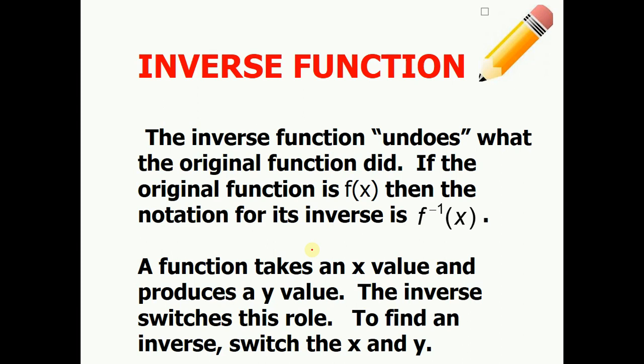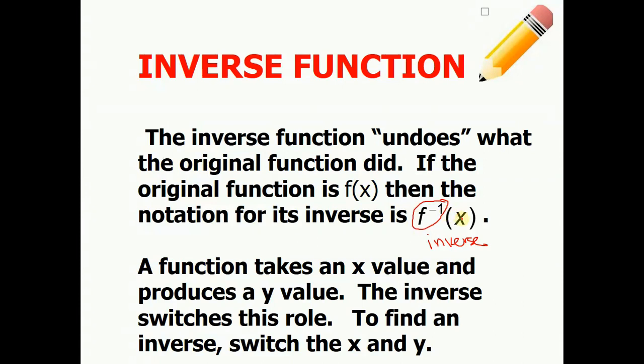So here's the actual formal definition of an inverse function. The inverse function undoes what the original function did. If the original function is f of x, then the notation for its inverse is f inverse of x. So this right here, this little -1, this means that you are looking for an inverse. Now, this notation is important. You are going to see it like on a standardized test or something like that, so that way you know that it's talking about an inverse. If my original function was g of x, then it would have been g to the -1 of x. Something like that.